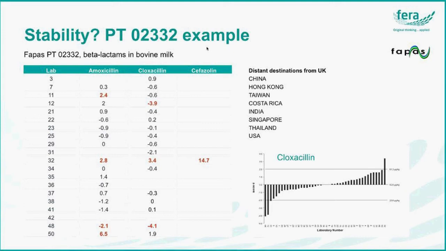If there was a sample stability issue we would see a trend in the data. That is, the results from all of these labs would be compromised in some way. But when we look at the data, actually the majority of them achieve good Z-scores, around about 0. There are one or two extreme Z-scores, but there is no trend. And if we look at the histogram for cloxacillin in this example, we see it is symmetrical and normally distributed. There is no evidence of instability for this sample.